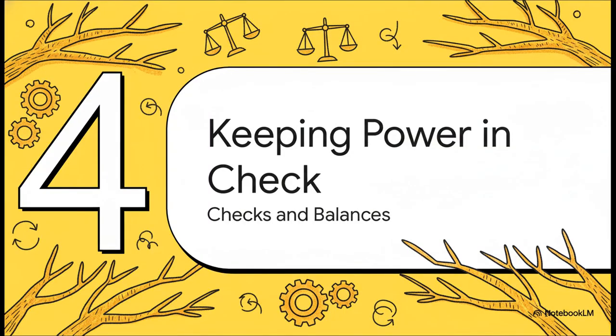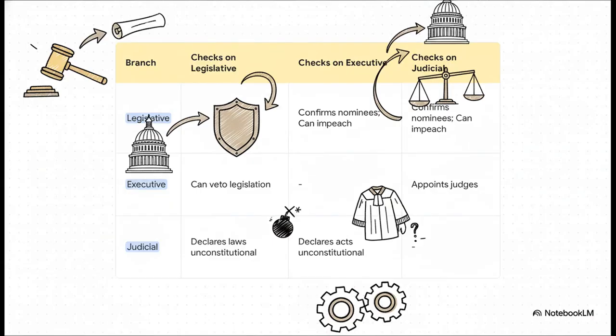So you have three powerful branches. But what stops one from overpowering the others? Well, the framers had a really clever answer for that too. This is the system of checks and balances, where each branch has ways to limit the power of the others. For example, the president can veto a law from Congress, but Congress can override that veto. The Supreme Court can strike down a law, but the president is the one who appoints the justices, and they have to be approved by Congress. It's a brilliant, interlocking system designed to force compromise and prevent any one branch from getting too powerful.